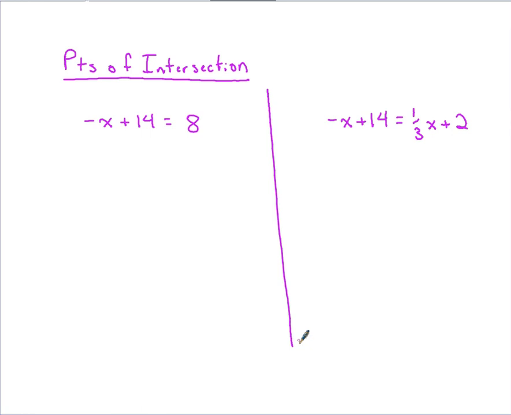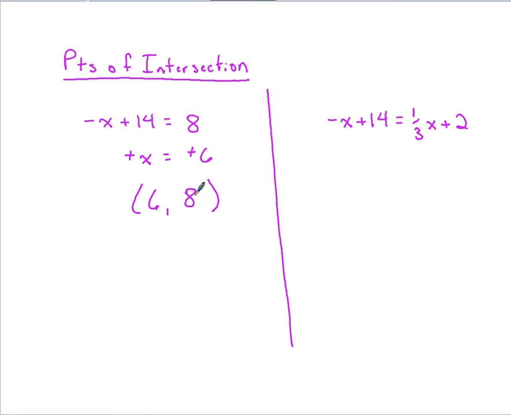So solving for x. Well, over here you got negative x equals, subtract 14, negative 6, so x is going to be 6, right? So at one point of intersection, x coordinate 6. You know what the y coordinate is? It's going to be 8, right? It's going through that horizontal line where y was 8. So one point of intersection, 6, 8.